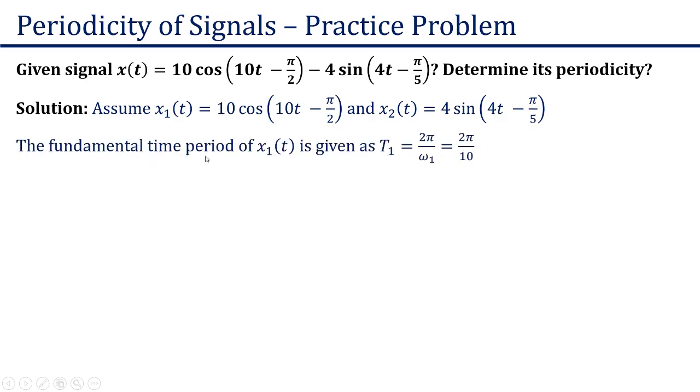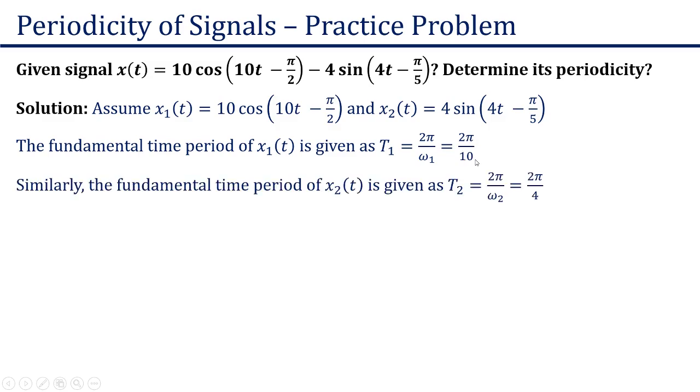Now the fundamental time period of the first component, that is x1(t), is given as T1 equal to 2π upon ω1, where ω1 is equal to 10, therefore T1 is equal to 2π upon 10. Similarly, the fundamental time period of the second component x2(t) is given as T2, which is equal to 2π upon ω2, which is equal to 2π upon 4, since 4 is the value of ω2.